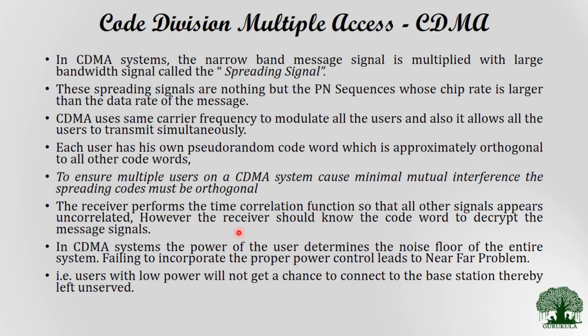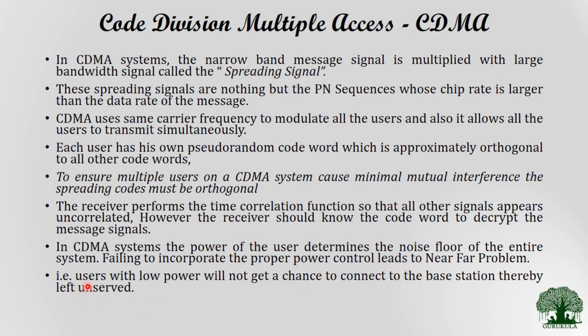In CDMA systems, the power of the user determines the noise floor of the entire system. So failing to incorporate proper power control leads to the near-far problem. This is a very serious issue which has to be addressed in the CDMA technique, and we could say that this is a drawback which code division multiple access faces. However, code division multiple access overcomes the drawbacks that we faced in previous techniques such as FDMA and TDMA. There are certain drawbacks with code division multiple access as well. One among those is the near-far problem, which can be controlled by using a proper power control mechanism.